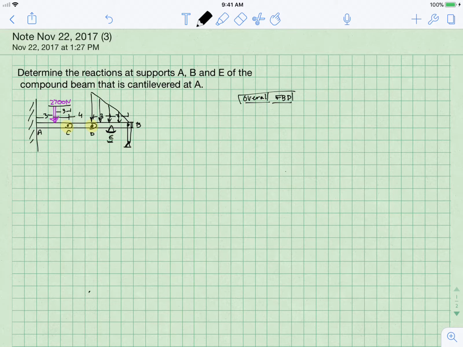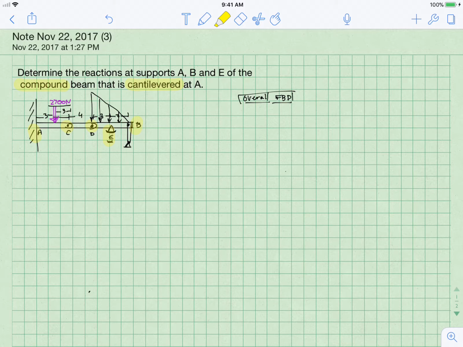Welcome to statics. In this problem, we're paying attention to a beam that is held up by being cantilevered at A. We're given that it's a compound beam, and we've been asked to find the reaction at supports A, E, and B.